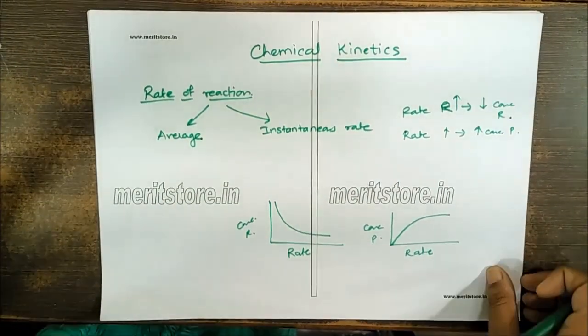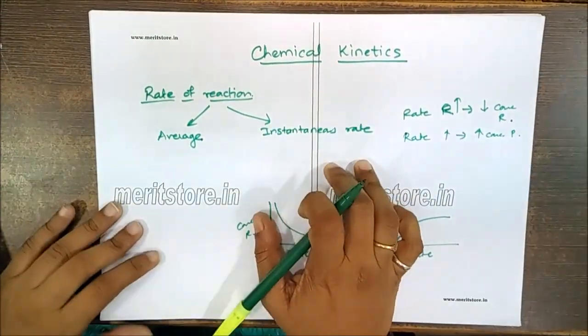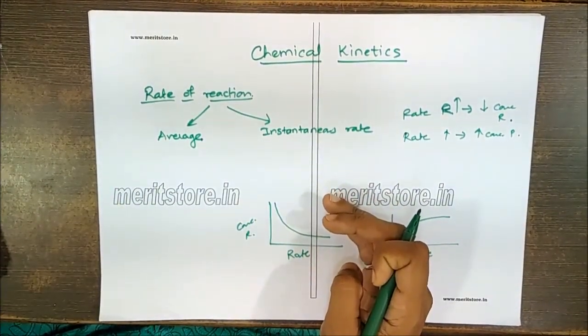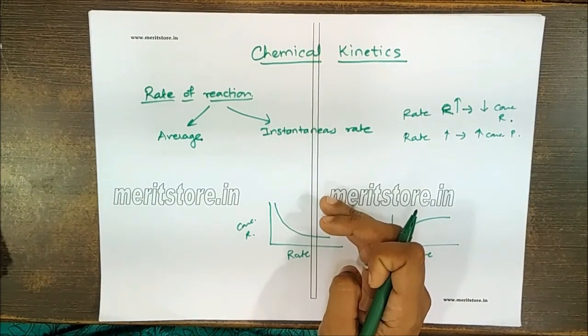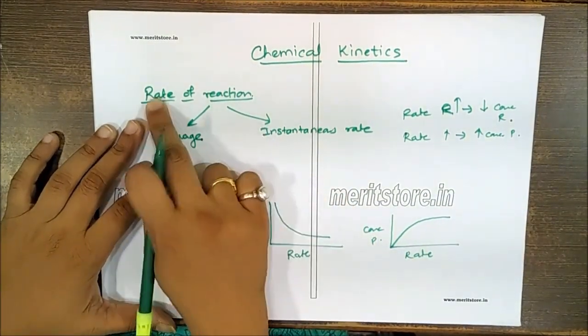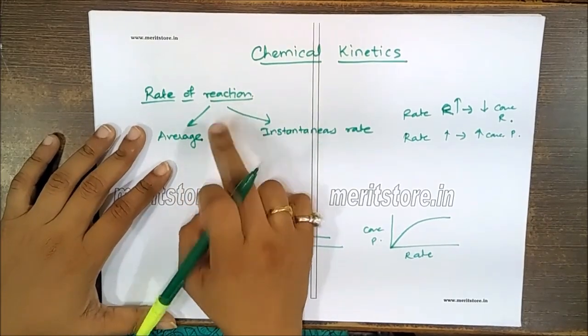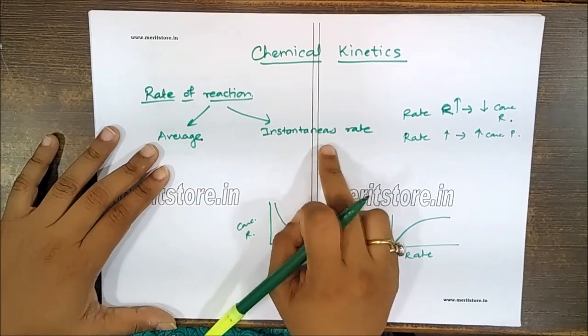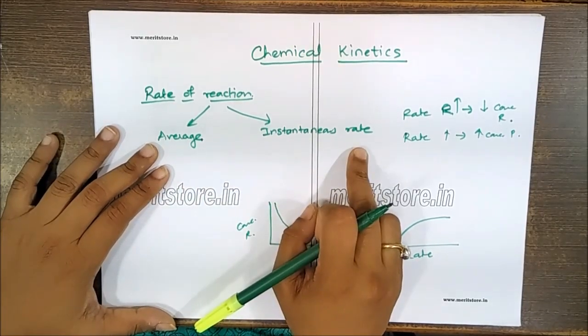Today we'll be talking about the chemical kinetic importance. First of all, the rate of any chemical reaction is the change in the concentration of the reactant or the product with respect to time. This rate of reaction can be expressed in two different ways: either as the average rate of reaction or the instantaneous rate of reaction.